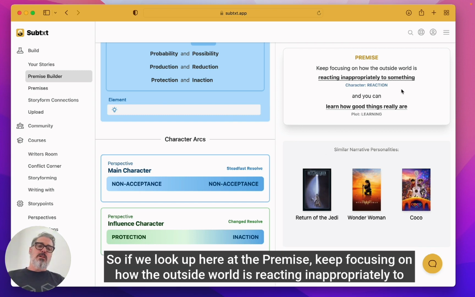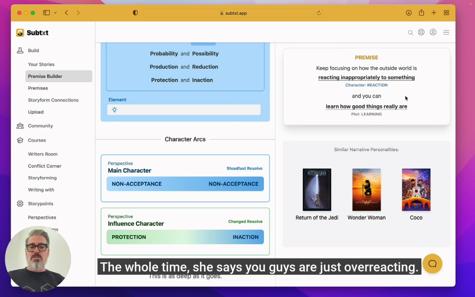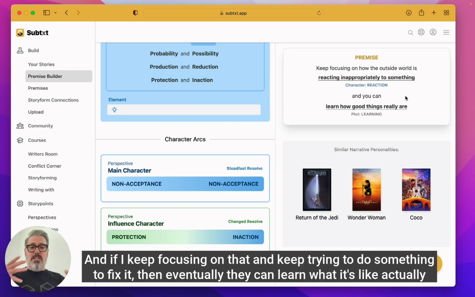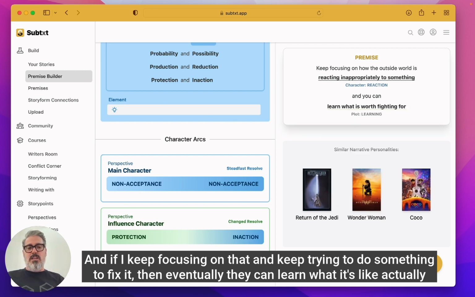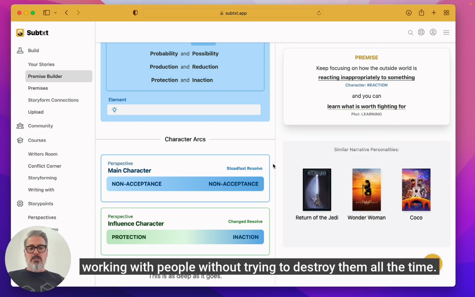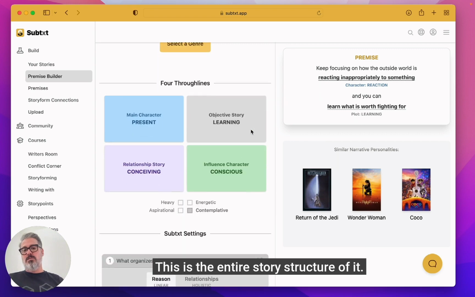So if we look up here at the premise, keep focusing on how the outside world is reacting inappropriately to something, which is totally what the whole story is about. The whole time you guys are just overreacting, and if I keep focusing on that and keep trying to do something to fix it, then eventually they can learn worth, like actually working with people without trying to destroy them all the time. And then if I was writing this story, that's the whole story right here. It's the entire story structure of it.